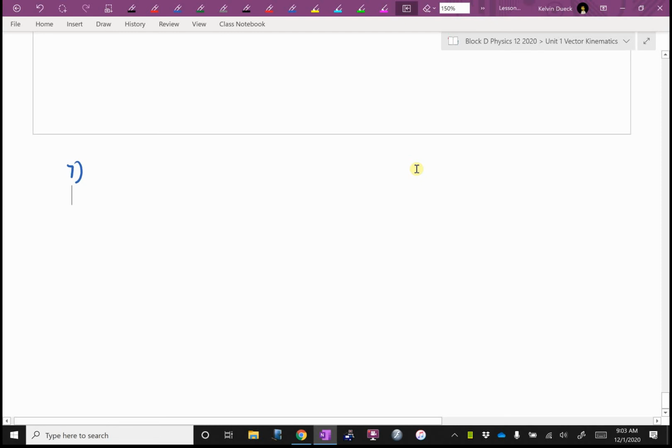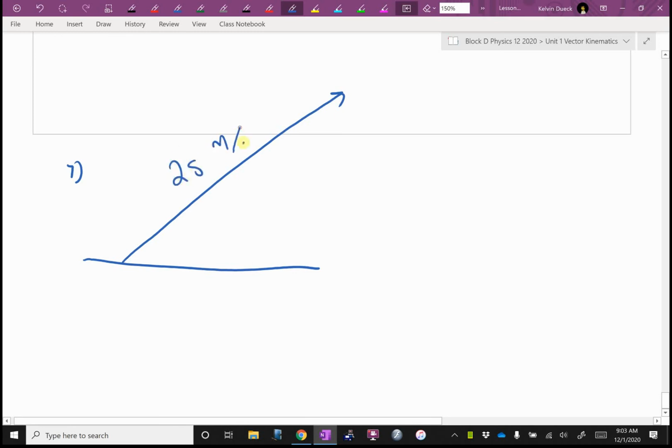So number 7, is it launched from the ground at an angle? So I would go like this. And again, postage stamp diagram people, I would draw it big. Jump. What is the velocity? And what's theta?